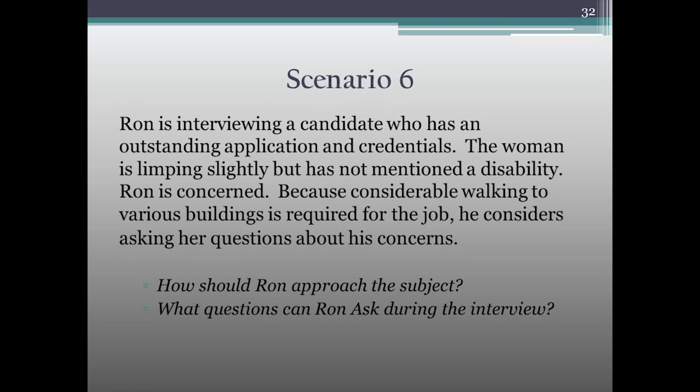Scenario number 6. Ron is interviewing a candidate who has an outstanding application and credentials. But the woman is limping slightly and has not mentioned that she has a disability. Ron's a little concerned because the job requires walking between various buildings for this position. So he considers asking her questions about his concerns. So how should Ron approach this subject? And what questions do you think Ron can ask during the interview?